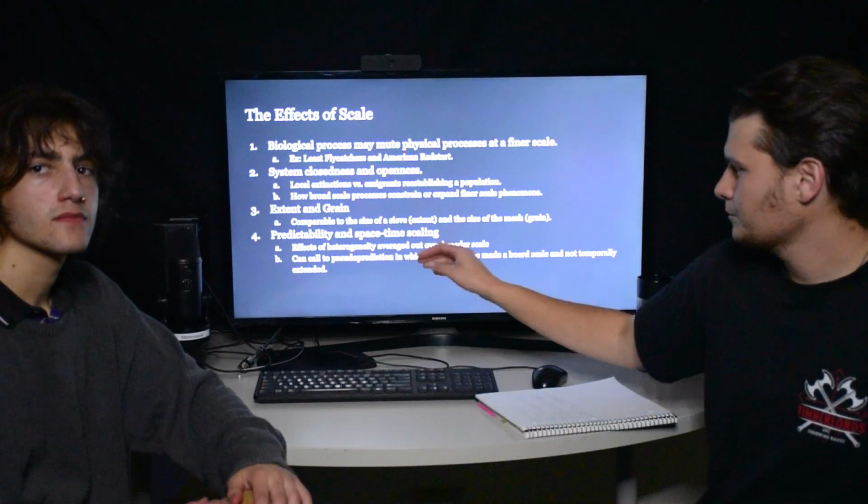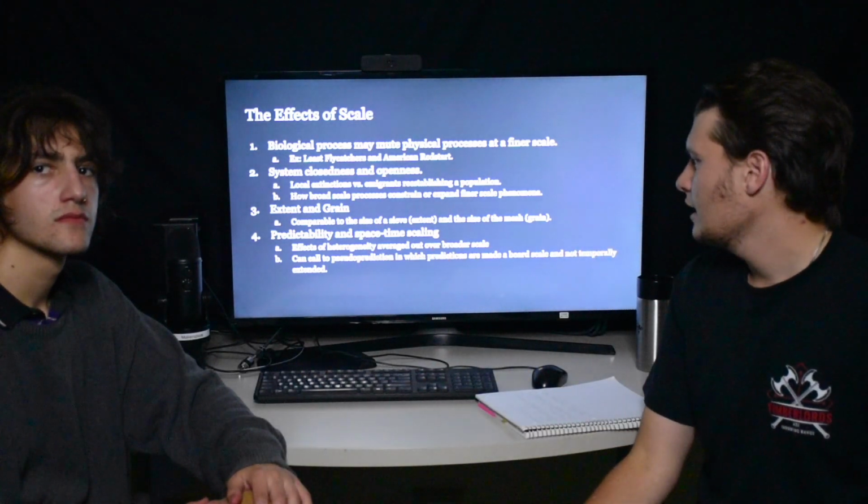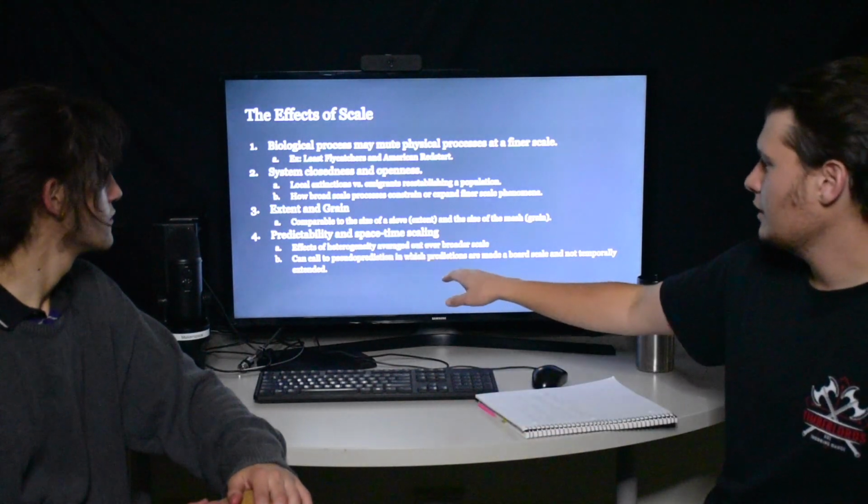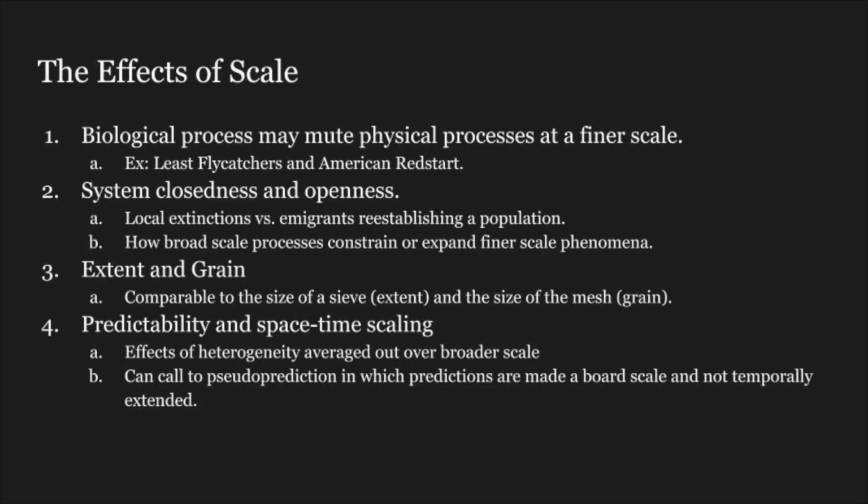And predictability and space-time scaling. You need to take into account space and time when it comes to scale, because the effects of heterogeneity averaged over a broad scale become moot. If you're looking at a broad scale and a heterogeneous landscape and you average everything, finer biological and ecological processes will be overlooked and become moot. You can't really see them. So you need to look at everything from different scales so that you can look at broader processes, but also finer processes.